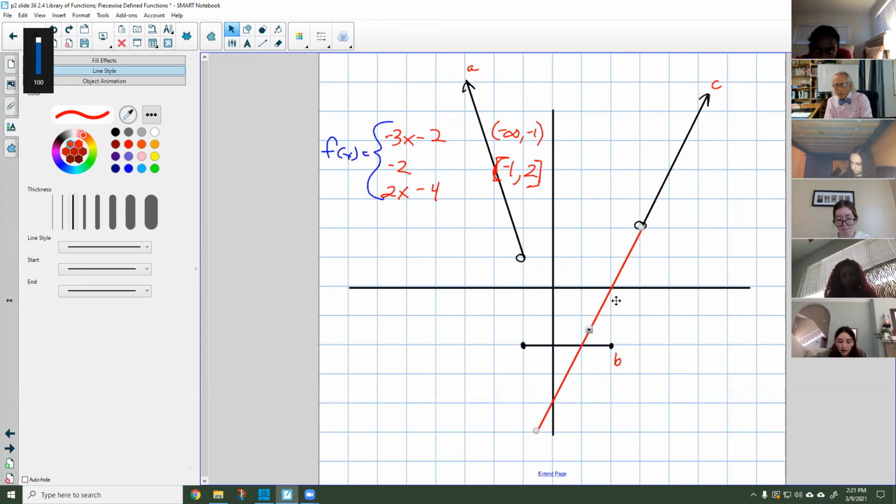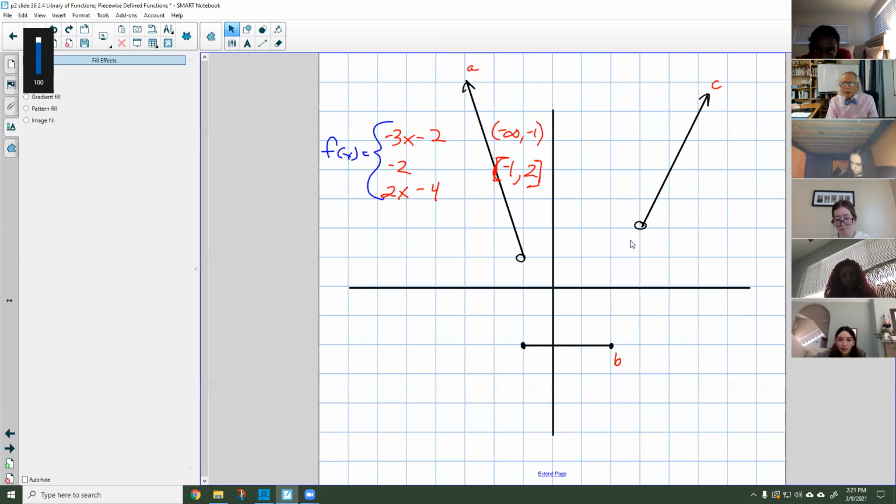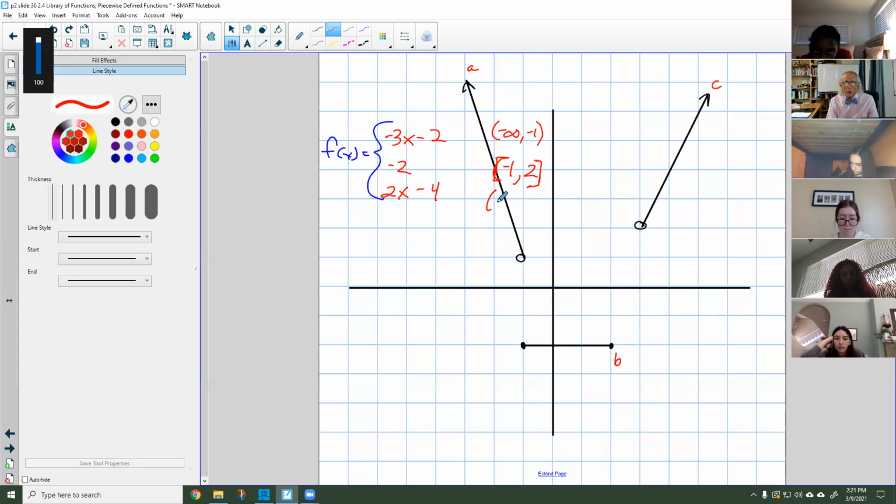For the domain, I got 3 comma infinity in parentheses. And I think you're absolutely correct. Very good. Because it starts at x equals 3, and it'll go to infinity. Well, that's really good. Good job.